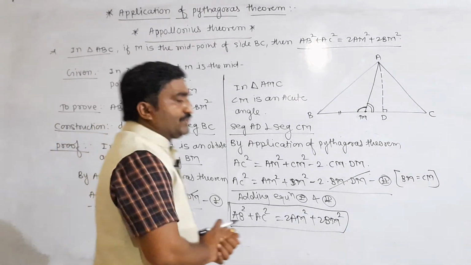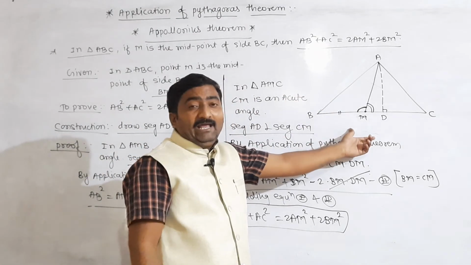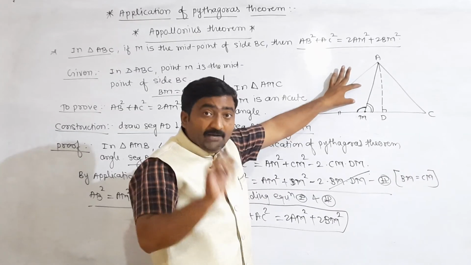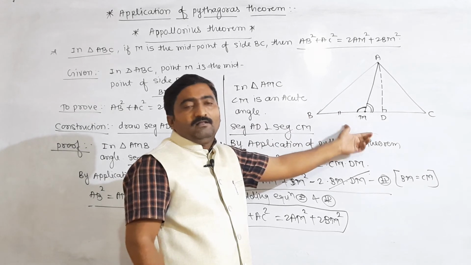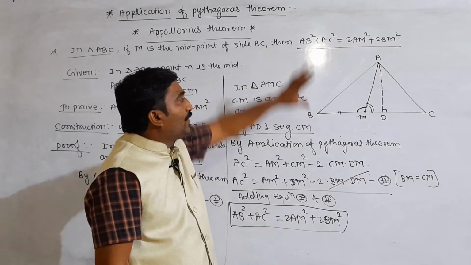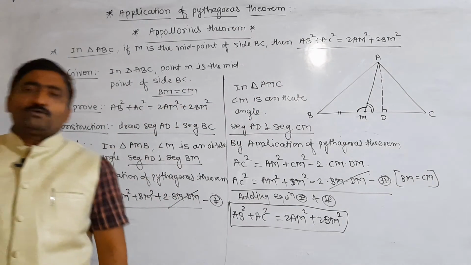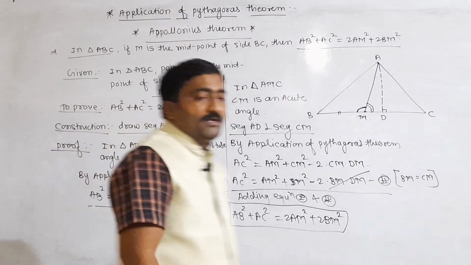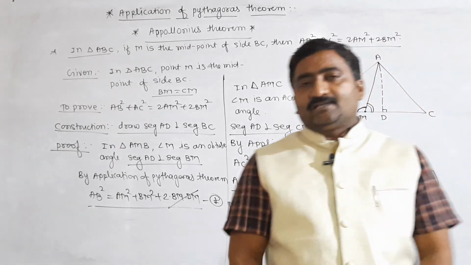So, when we have to solve examples, whenever in a triangle M is the midpoint of BC, it means AM is a median of the triangle. Then remember that AB square plus AC square is equal to 2AM square plus 2BM square. This is called Apollonius theorem. These are applications of Pythagoras theorem, and by using them we have to solve some examples.